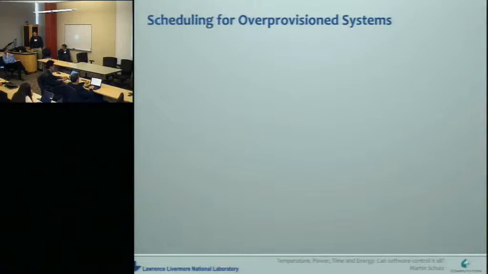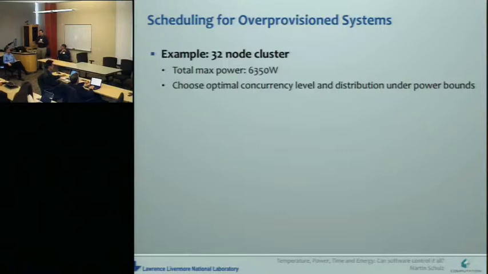And then a more recent work that we did is, again, looking at over-provisioned systems. So we did a test. We took a 32-node cluster. If you run that 32-node cluster at full, you get about 6,350 watts that machine at peak could consume.